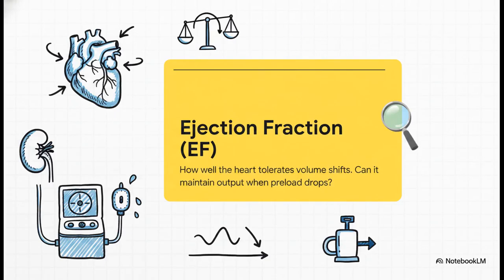Okay, so ejection fraction, or EF, it's so much more than just a percentage on an echo report. For us, it's really a direct measure of the heart's reserve. Think about it this way. Dialysis is basically a state of controlled hypovolemia. We are intentionally pulling volume off the patient. So the EF tells us point blank, can this heart handle that stress? Can it keep up cardiac output when its filling volume, its preload, suddenly drops?